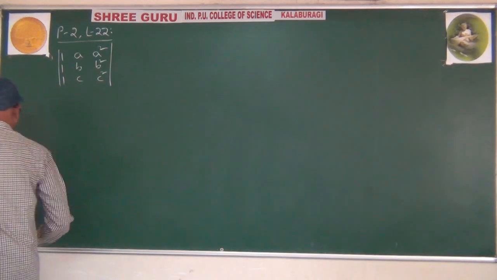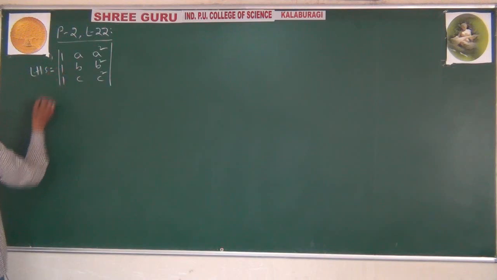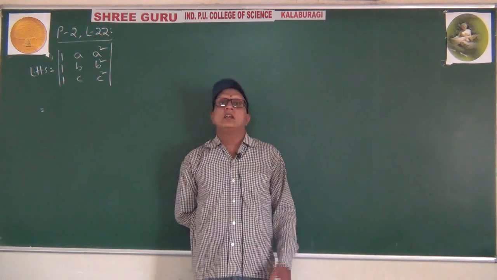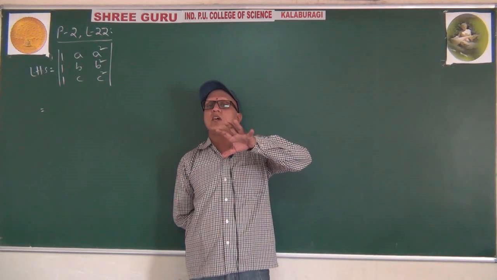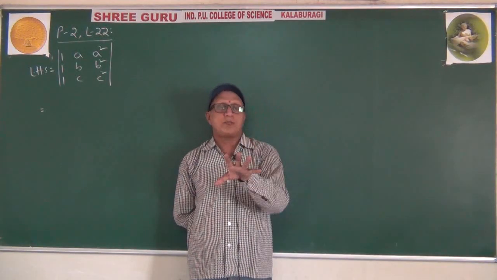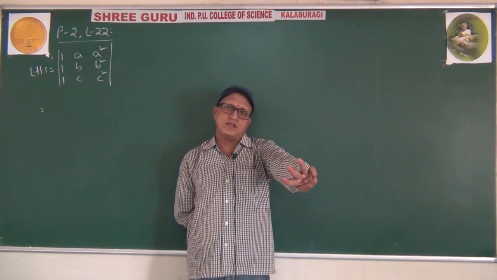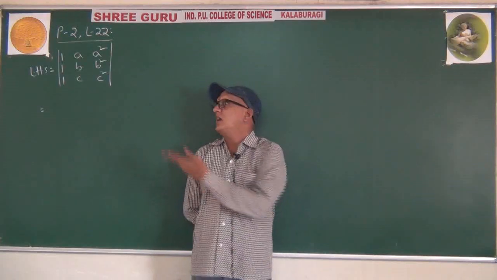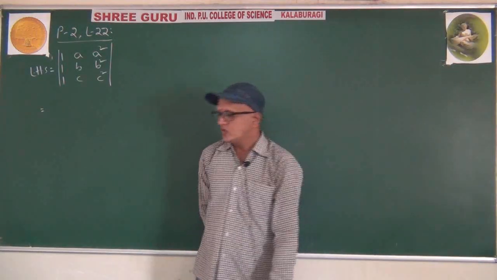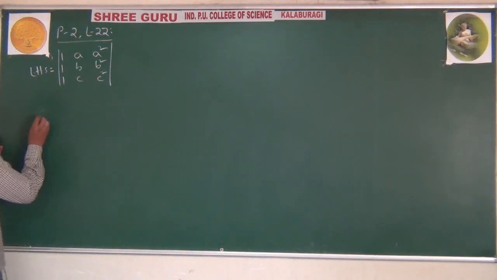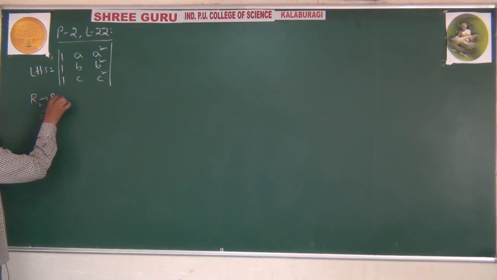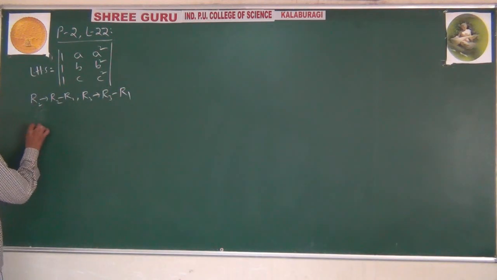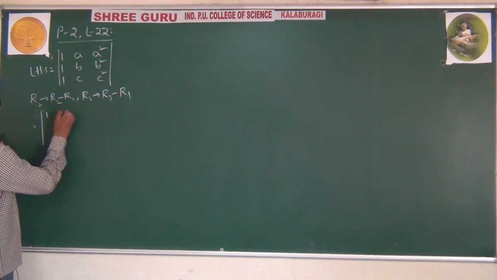Right, this is LHS. We have to try to get 2 zeros. Why? Because 3 ones are there. In whichever question 3 ones are there, we have to try to bring zeros. If you get 2 zeros, then expansion will be easy. Right? So here what I am doing, I am going to change R2 like R2 minus R1, R3 minus R1. R2, R3 we are changing, R1 as it is.